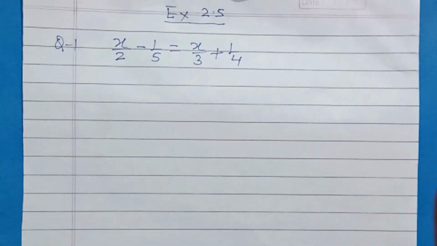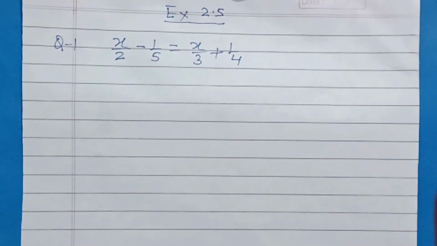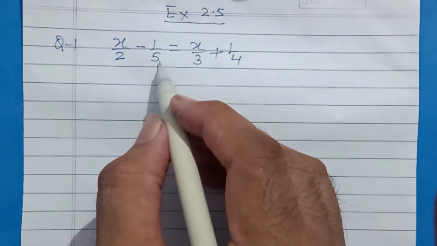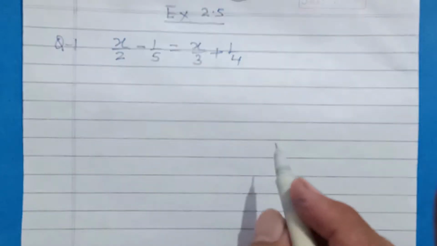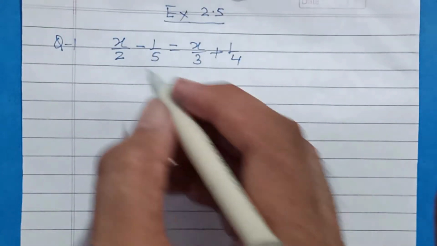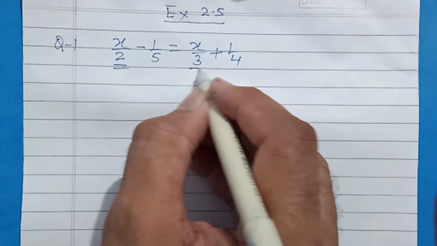In today's class, we are going to discuss exercise 2.5, question number 1 and 2. So first question is x upon 2 minus 1 upon 5 is equal to x upon 3 plus 1 upon 4. In step number 1, bring the variables on one side.